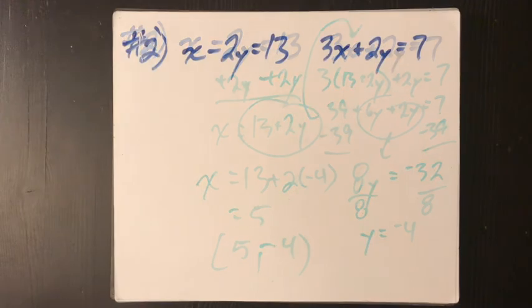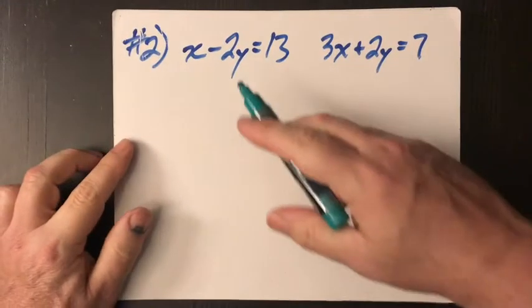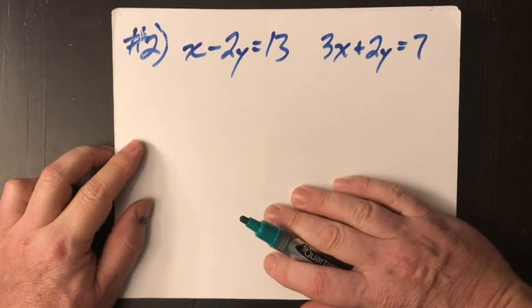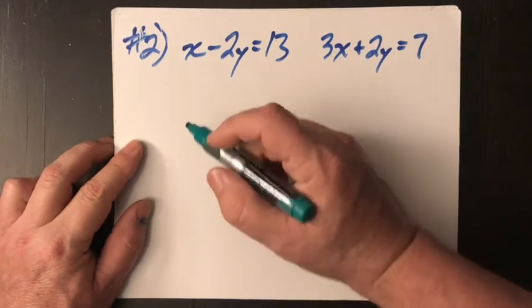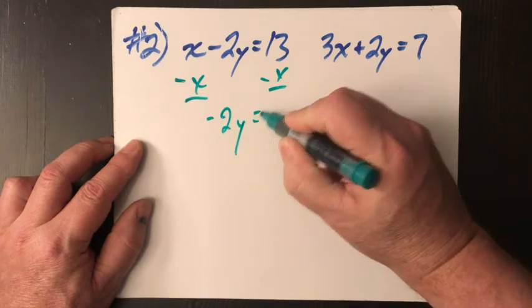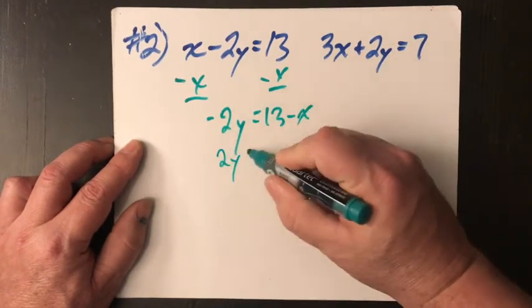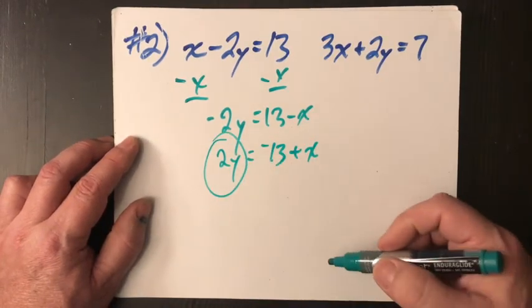Now what I want to show you is something cool that we could have done instead. Maybe you see it now. I'd be surprised, but it could happen. You might notice that I have a 2y in both equations. I'm going to start by subtracting x from both sides. It gives me negative 2y equals 13 minus x. And then I'm going to change the sign of everything, giving me 2y equals negative 13 plus x.